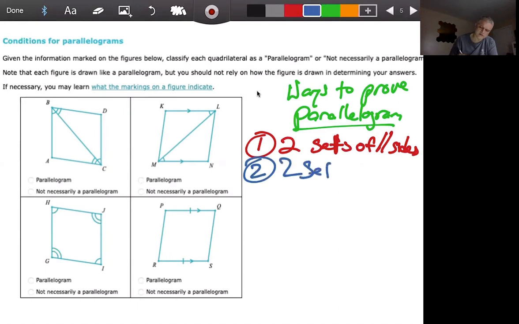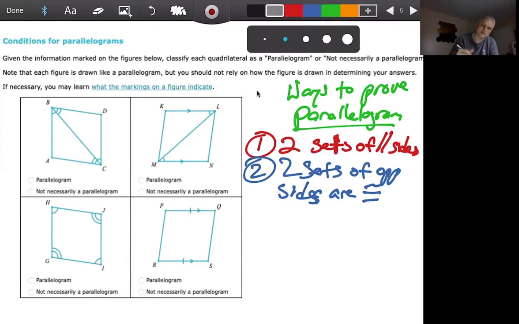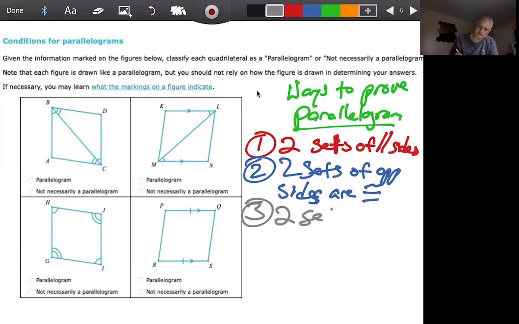If I have two sets of opposite sides that are congruent, that's enough information to prove I have a parallelogram. 17 meters, 17 meters, 14 meters, 14 meters. It's a parallelogram. Two sets of opposite sides are congruent. So we could have the parallel or the congruent if you're talking about two sets of opposite sides. Okay. Next thing we could have is two sets of opposite angles are congruent. Two sets of opposite angles are congruent, right?